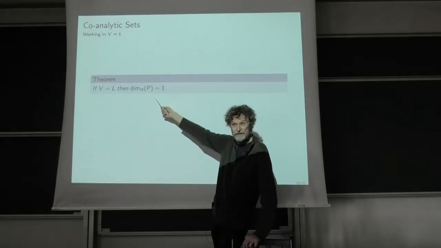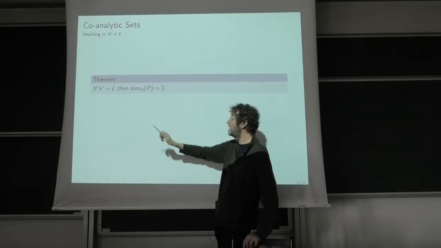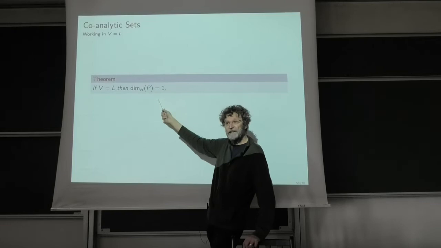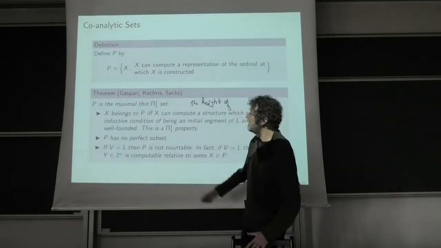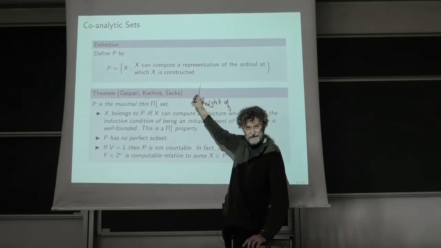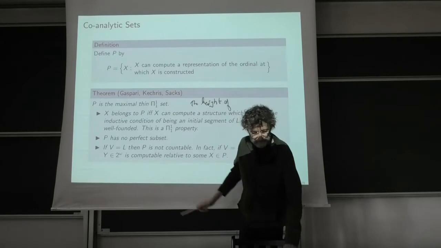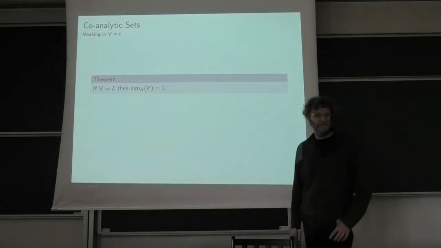Okay, so let's prove that if V equals L, if all sets are constructible, then the Hausdorff dimension of this coanalytic set P, an effectively presented coanalytic set, is equal to 1. It has full dimension. So P is this set: the set of X that can compute a representation of the ordinal at which X is constructed. I want to see that the dimension of P is equal to 1.